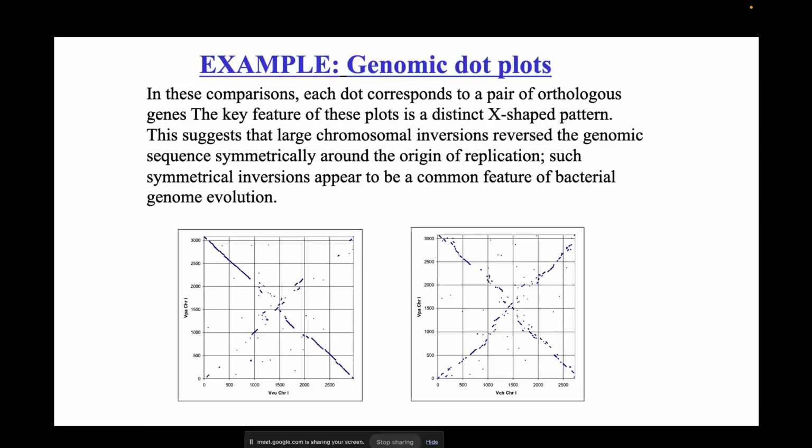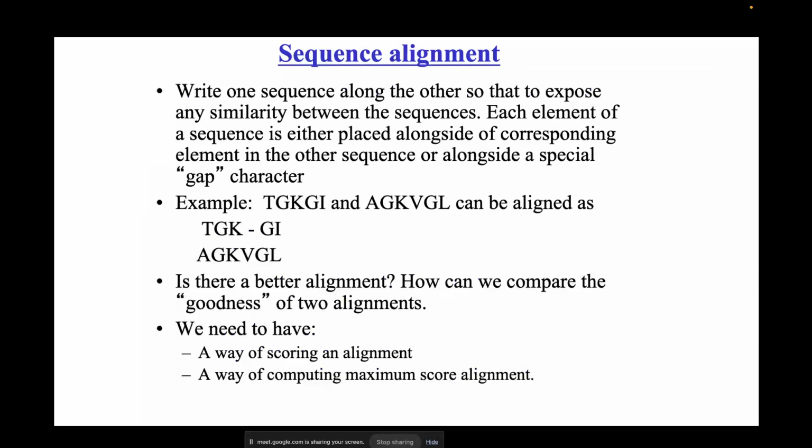So if you do it for the genome, let's say, you will see very interesting patterns across the genome. So, for example, this is the one. This suggests that large chromosomal inversions reverse the genomic sequence symmetrically around the origin of replication. Such symmetrical inversions appear to be a common feature of bacterial genome evolution. So this kind of pattern inside the genome can tell you a lot of things, including evolutionary constraints as well. So these are very interesting things that you can find by simply doing a dot plot. Right. Okay.